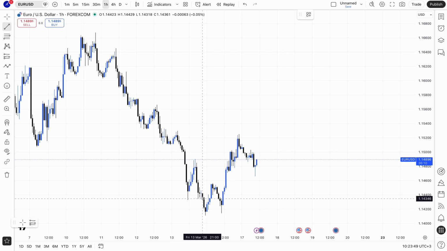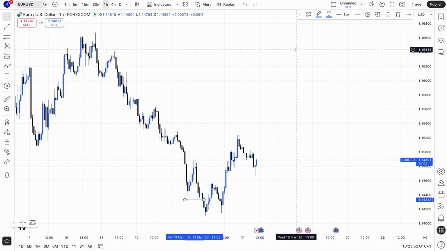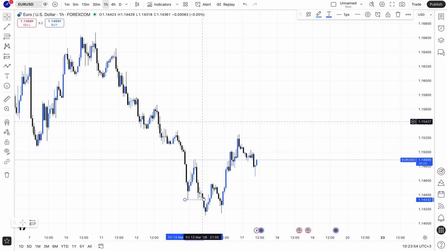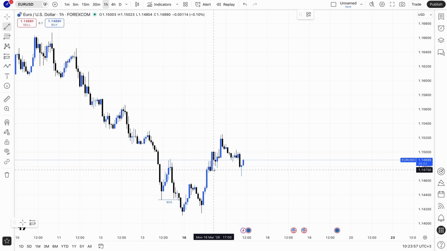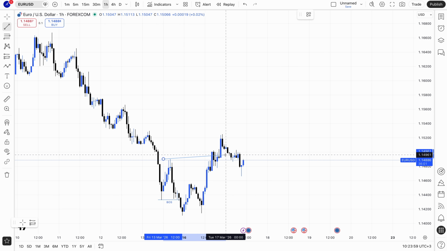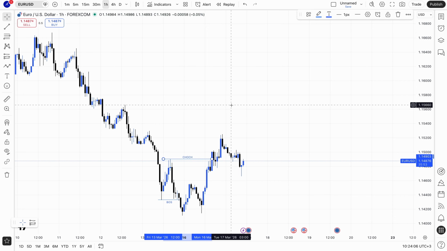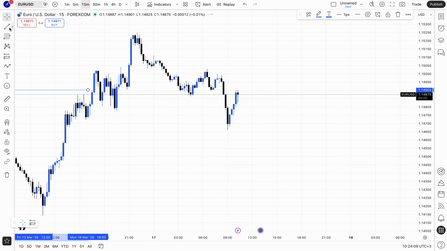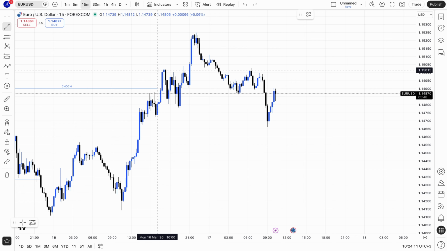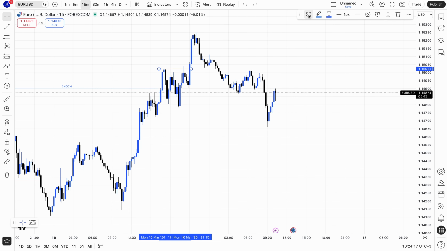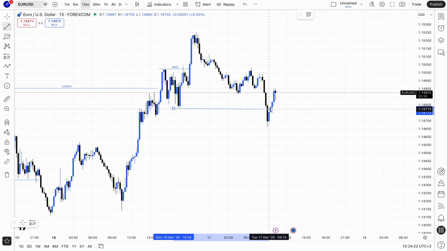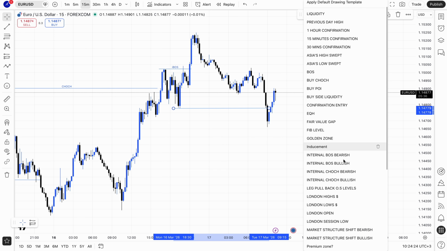After disrespecting this swing high, this is our break of structure. Then this is our change of character to the upside. We had to go to internal market structure, and we had our break of structure to the upside, and we had our change of character to the downside, internal market structure.